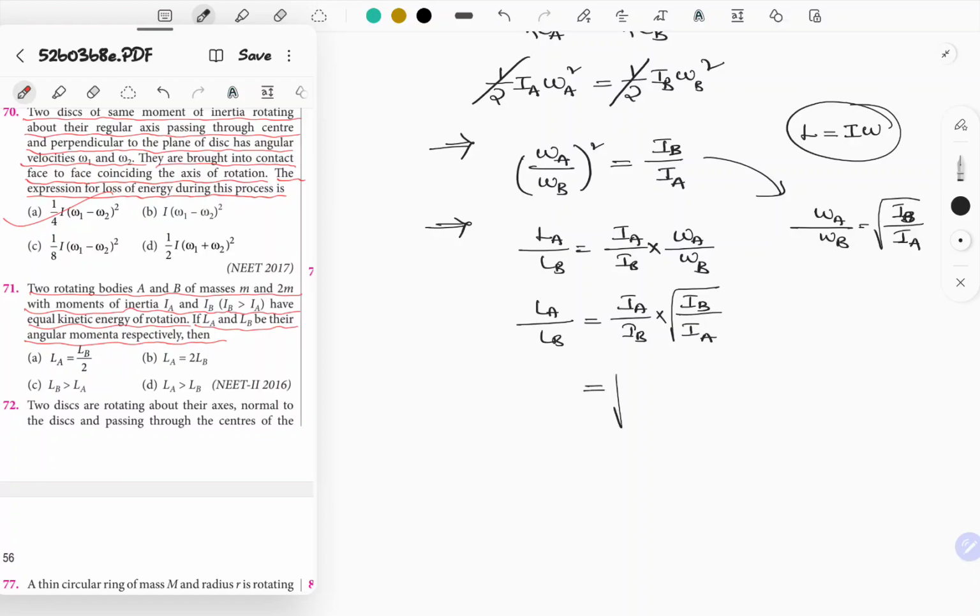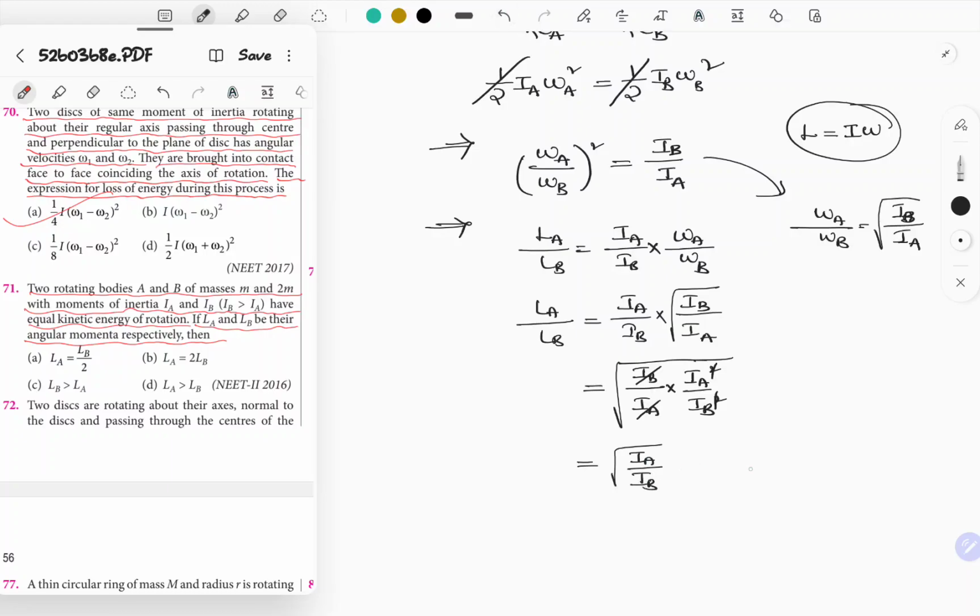What we are going to get? Root of Ib by Ia into Ia by Ib whole square. Or else we can write this as squares: Ia square, Ib square. Ib, Ia will get cancelled. Finally, what we are going to get? Root of Ia by Ib.